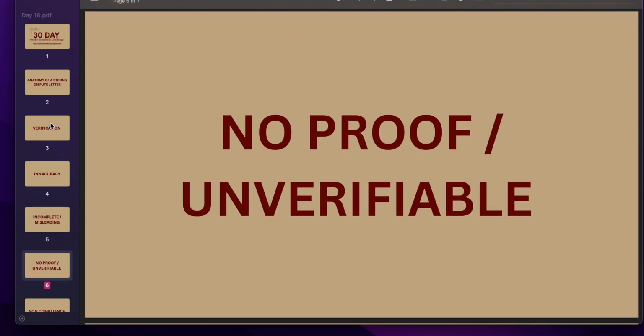So, no proof and unverifiable. This is your backup when the collector or the furnisher can't produce proper documentation. For example, how this would sound is: please provide the original documentation verifying this debt, including any signed agreements or account-level details. If you cannot produce this evidence, the account must be removed as unverifiable. This argument keeps you in control. You're not claiming the debt doesn't exist. You're just demanding proof. Okay.